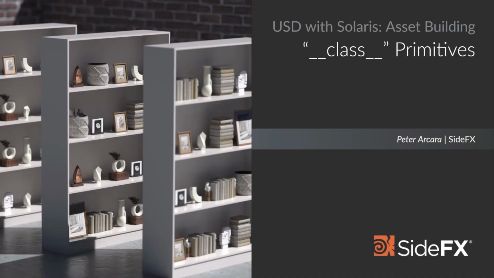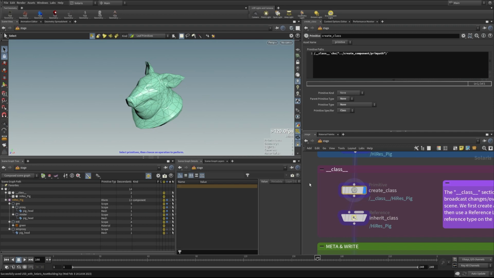At this point, we've created most of the hierarchy for our asset. However, we'll now make 2 more primitives that will allow us to broadcast changes to our asset no matter where it is in our final scene. This new top-level primitive is called class. So let's take a look at the class section of our asset structure guidelines.